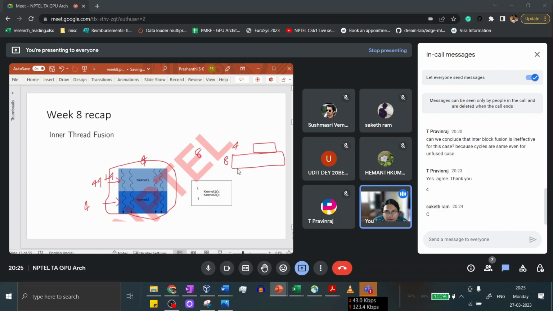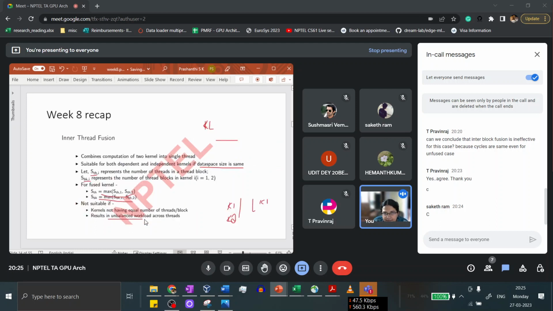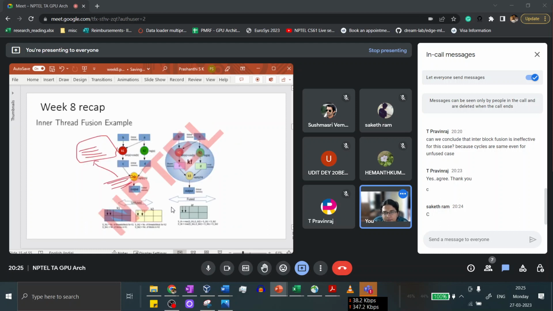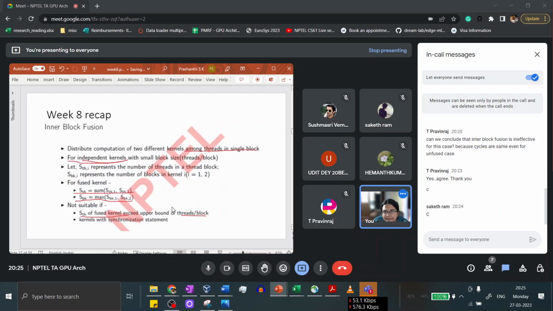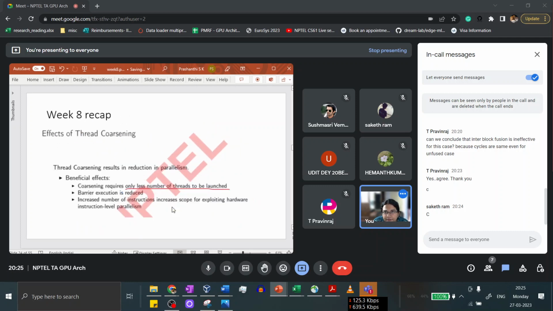Now we don't want to decrease the parallelism of this kernel by forcing it to do 4, right? So we'll retain the 8. We know that there is going to be this caveat of unbalanced workload across threads, but this is the best we can do, right? So that's why we do max in case of inner thread fusion.